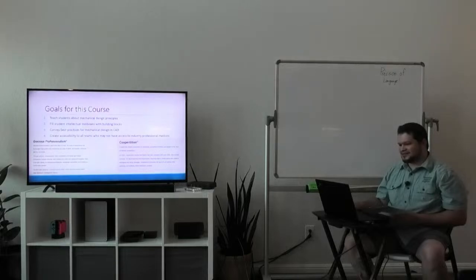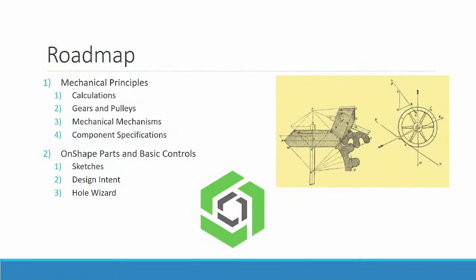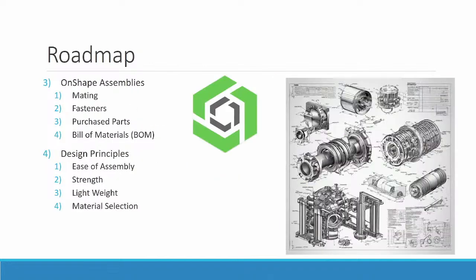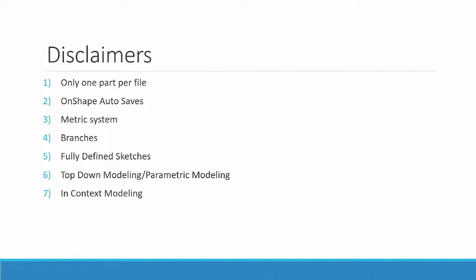I've left this from last time. Again, the goal is primarily here to teach students and convey the best mechanical design practices for CAD, and that's what we're going to be focusing on today. Last time we talked about mechanical principles, and this time we will be talking about OnShape parts and basic controls, such as sketches, design intent, and hole wizard, and then next week we will look at OnShape assemblies.